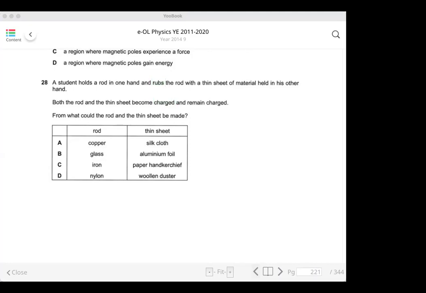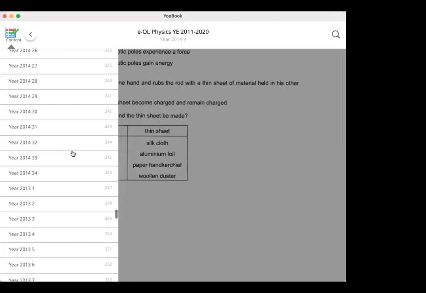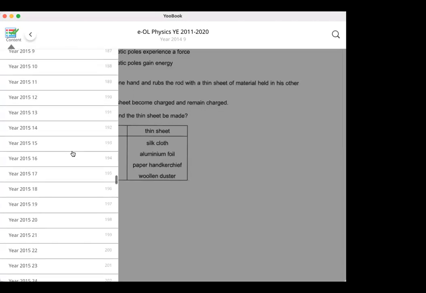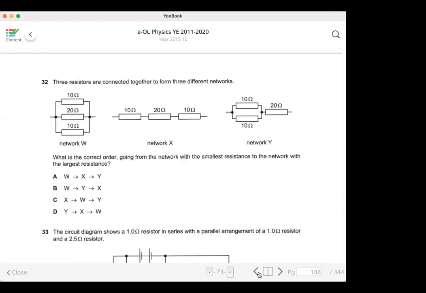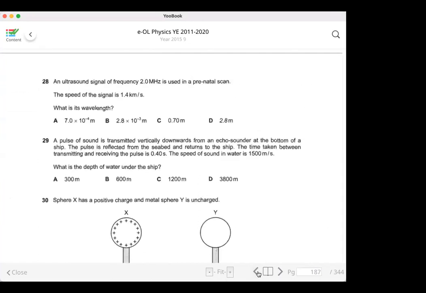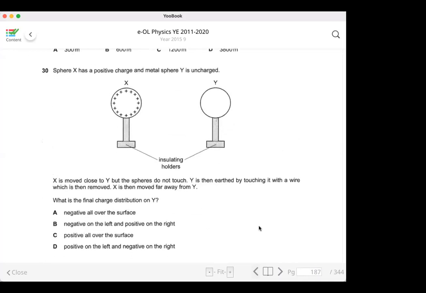Very good. Next question. You all get it? You all understand how to do this type of question? For a rubbing question, both materials have to be non-metal. Now all of you do question number 30.